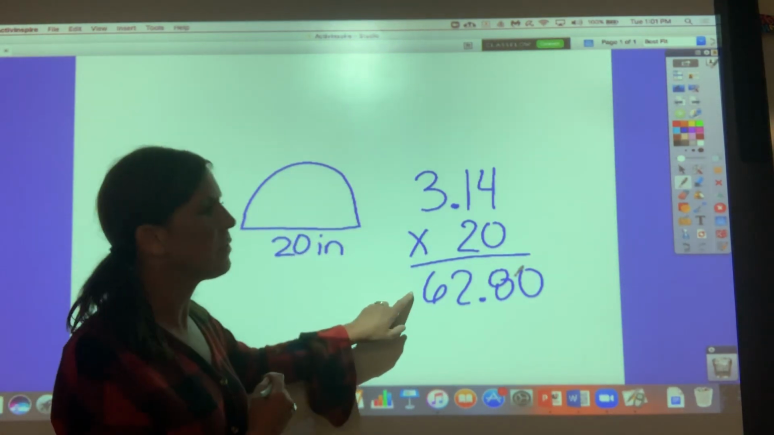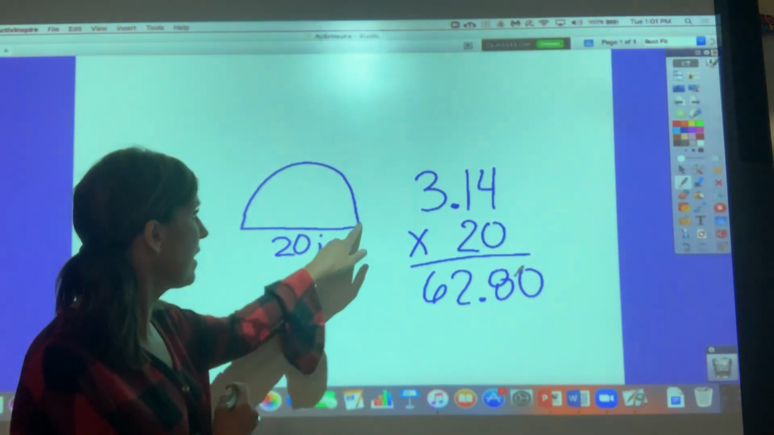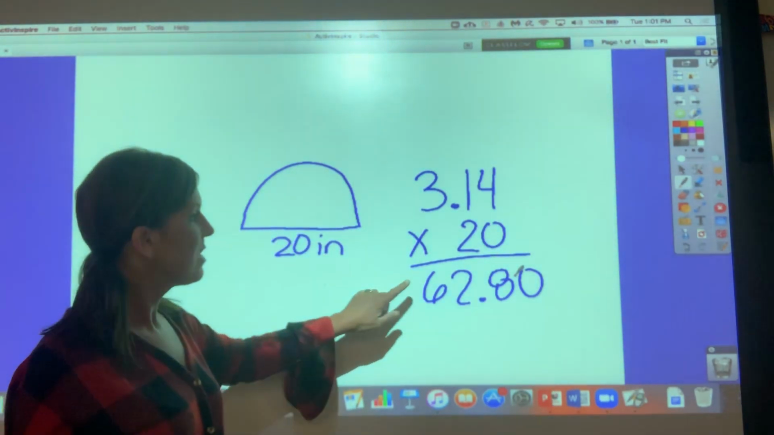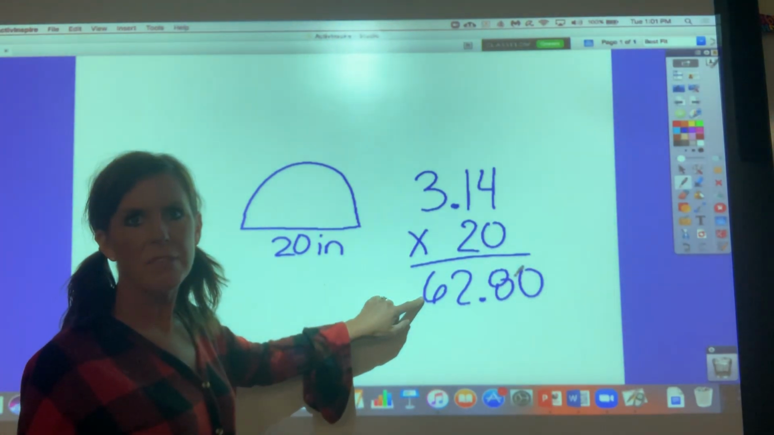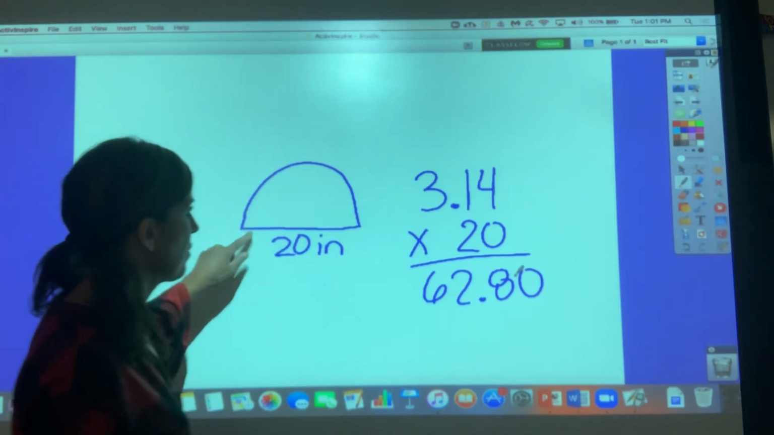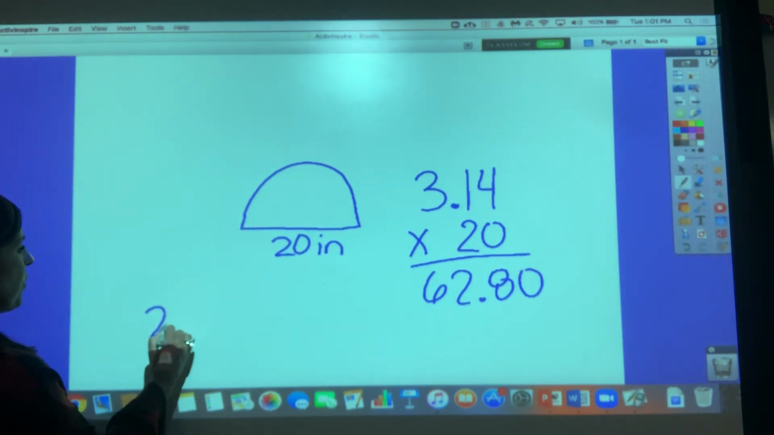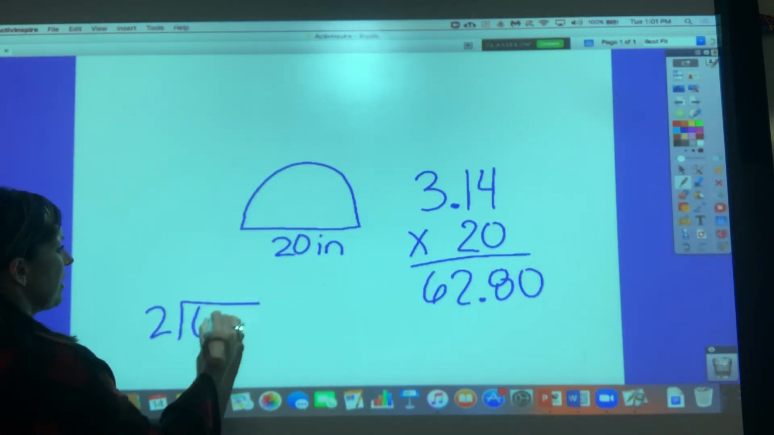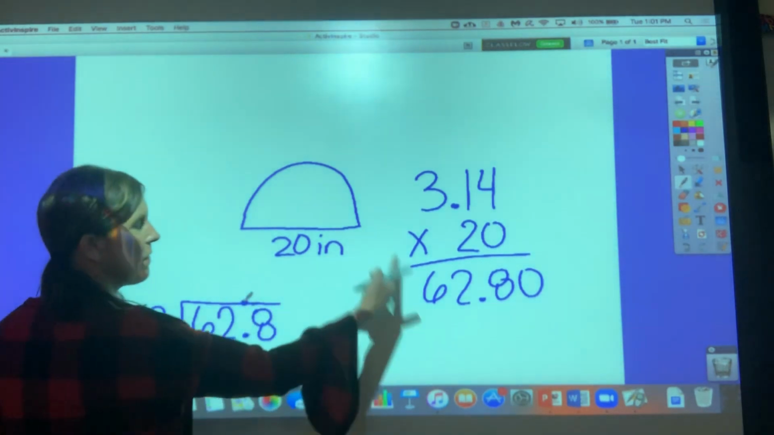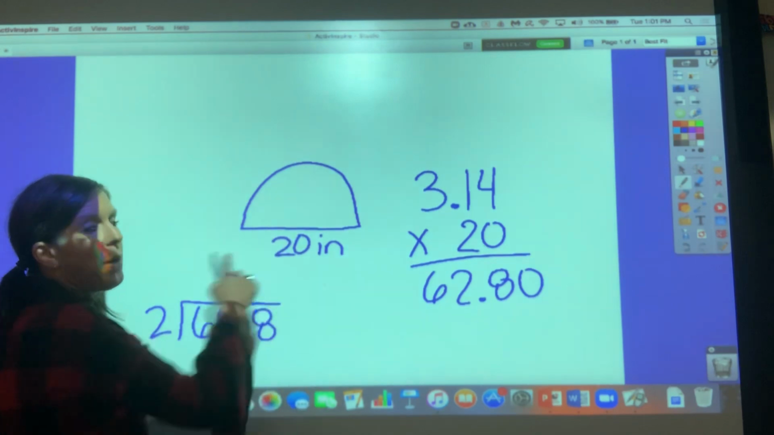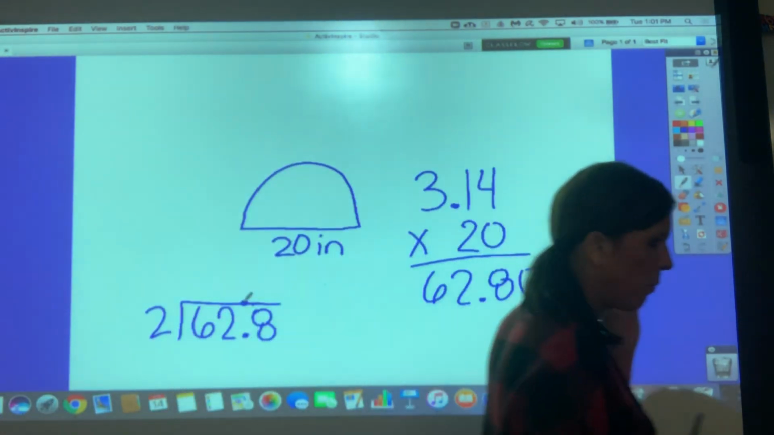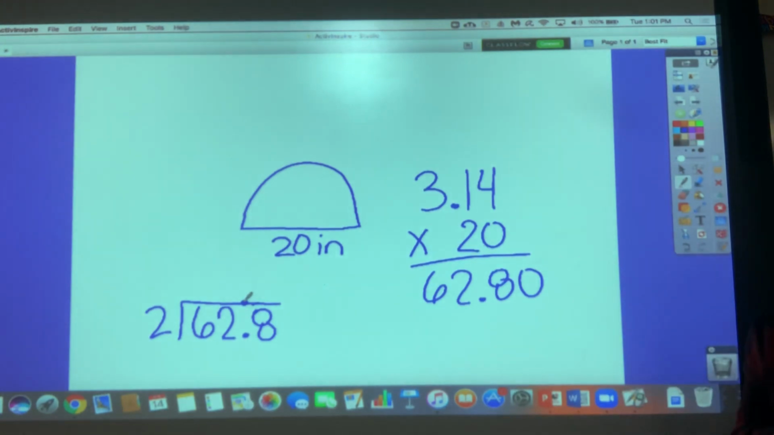Now remember that pi times diameter gives us the entire circle. So this is if this were an entire circle. Well, it's not. It's only half of a circle. So we still need to divide this by half, or divide it by 2, to know what this is right here. So we need to put 2 into 62.8, again because that gave us the entire circle and we just want half of it. So put 2 into 62.8 and see what you get.